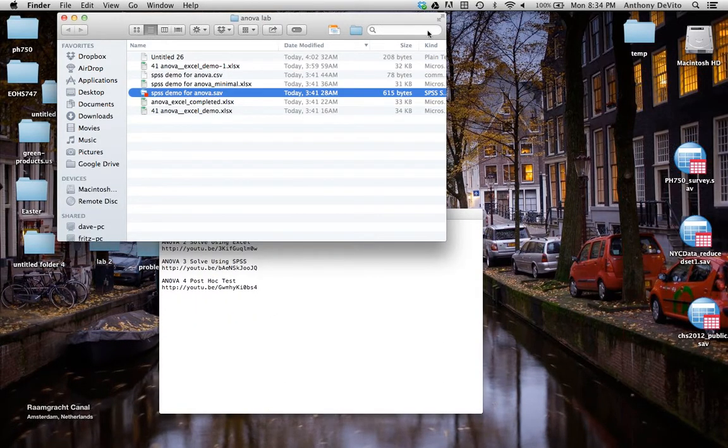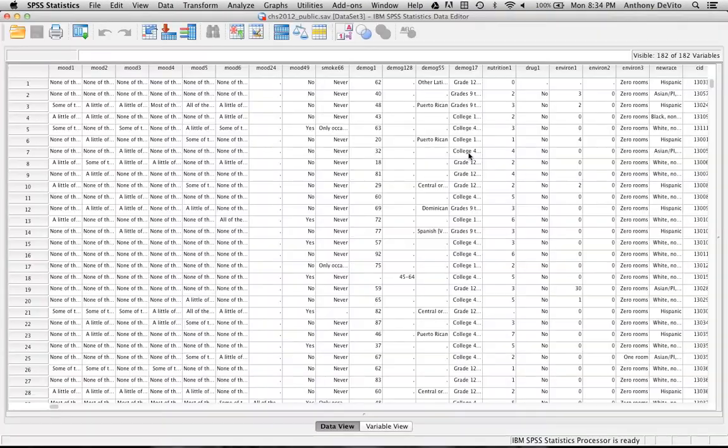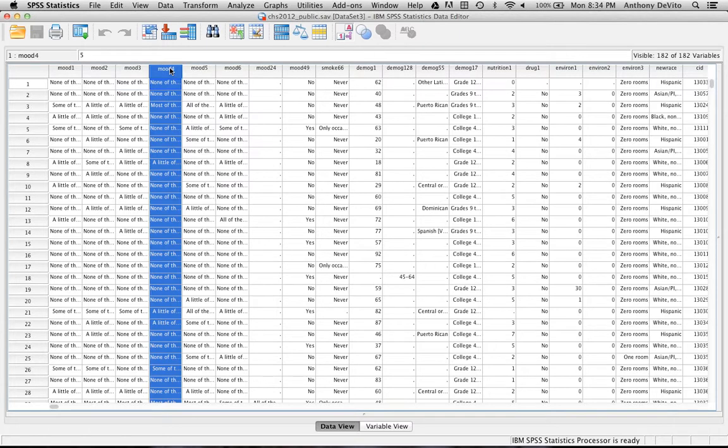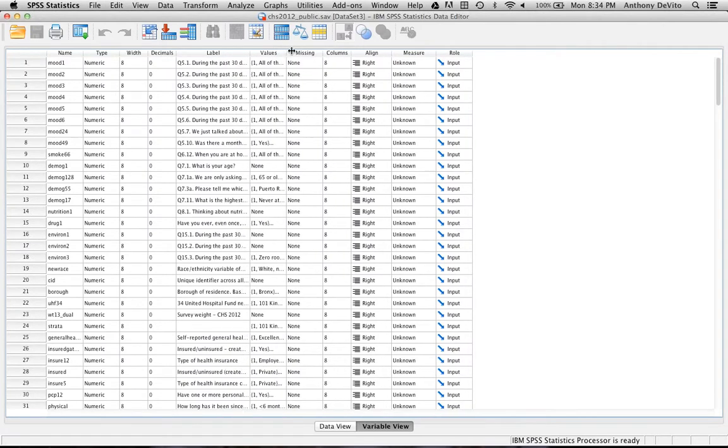And if I'm lucky here, I can find the CHS data, Community Health Survey. Let me move this over here. Okay, I got the Community Health Survey up over here myself. This is the data view. I'm going to go into the variable view, and I'm going to look at the labels.